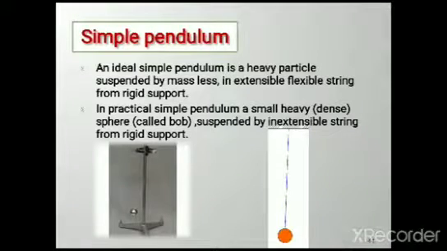Suspended by a massless, inextensible, flexible string from a rigid support. So this arrangement is called a simple pendulum. A heavy particle, we call it a bob. In a practical simple pendulum, a heavy dense sphere called a bob is suspended by an inextensible string from the rigid support, as you can see in the diagrams.